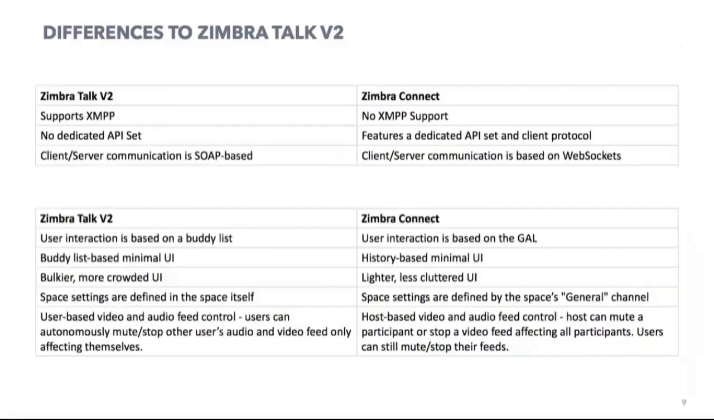So I talked about some differences between Zimbra Talk v2 as it was published and Zimbra Connect. They are fundamentally two separate products, and I'll talk about this, you can actually coexist the two, not that we recommend it. But there are a few differences that you probably need to be aware of. So in Talk v2, there was support for XMPP. Now with Connect, there is no XMPP support.